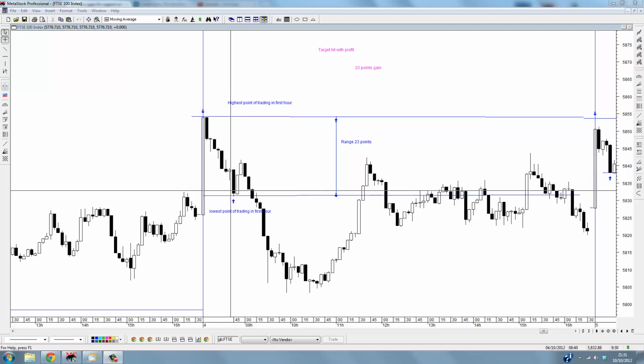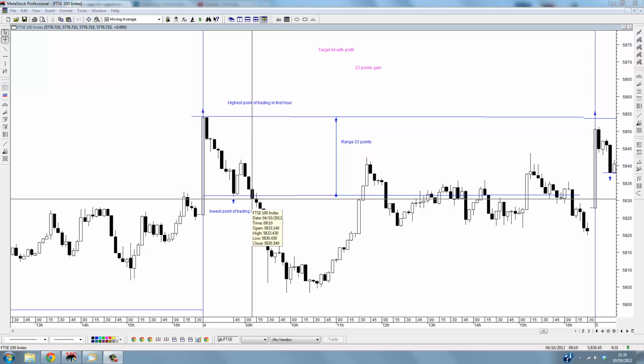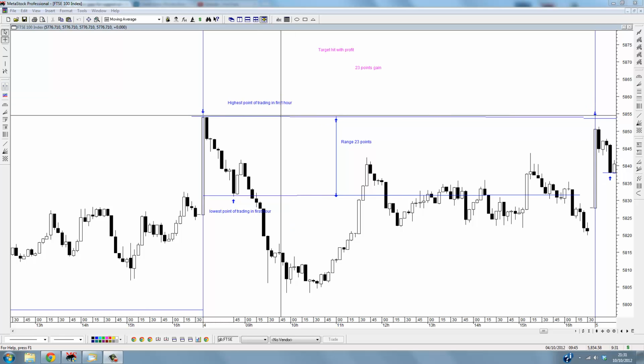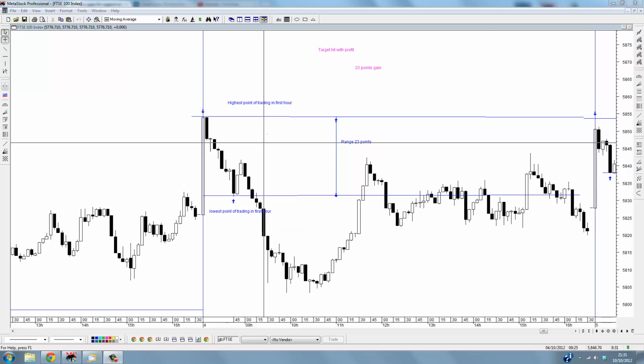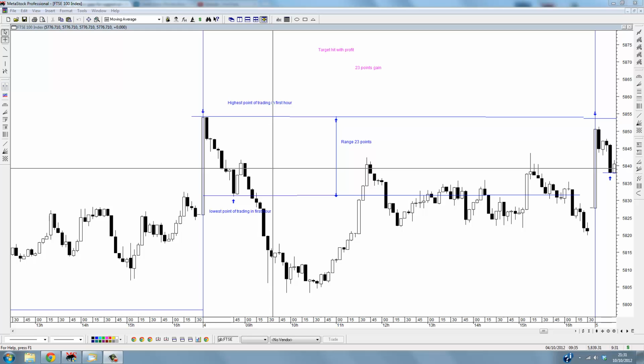Now, basically, what that means is if the price breaks below the lowest point of that first hour after 9 o'clock, you go short. In this case, it broke downwards at 10 past 9. Once it breaks downwards, you place your short and your target is 23 points. That's the distance from the top to the bottom of the range. That's all you're after on this particular day. You're not after anything more than that. 23 points and you're out of the trade.